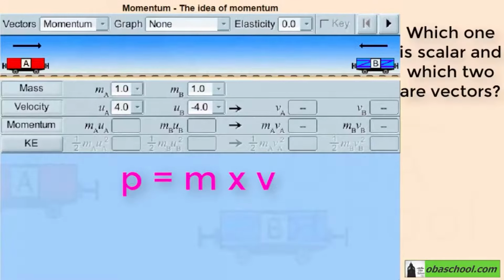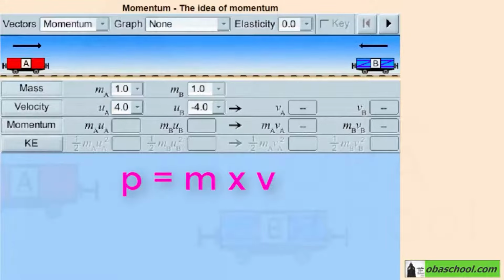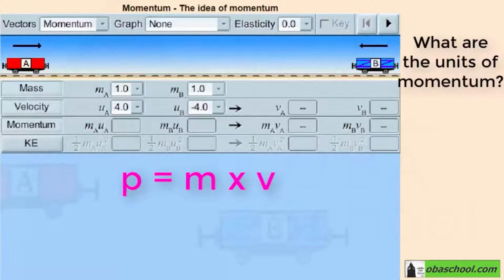Which one is a scalar and which two are vectors? Exactly, mass is a scalar quantity. Velocity and momentum are vector quantities. Good job! What are the units of momentum? You can actually deduce them from the formulas.